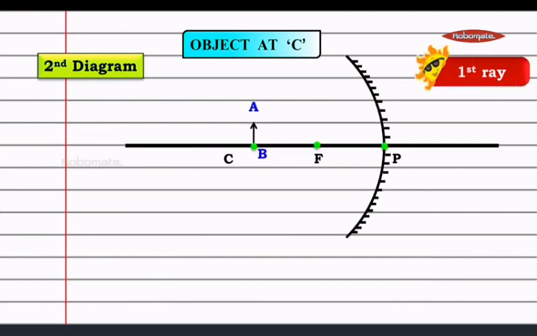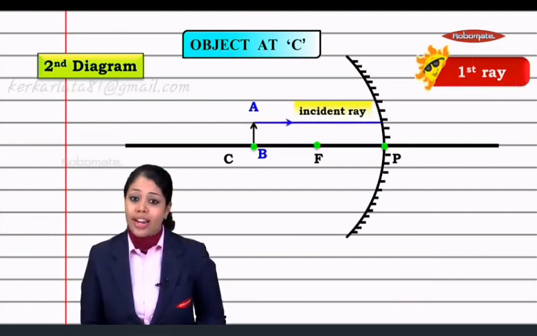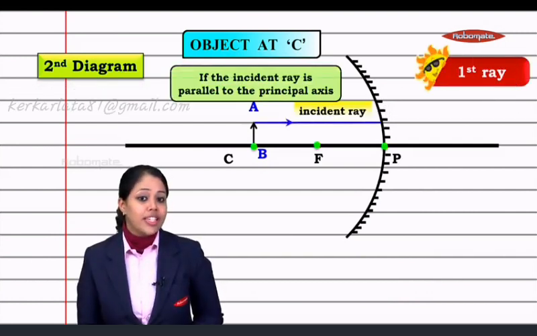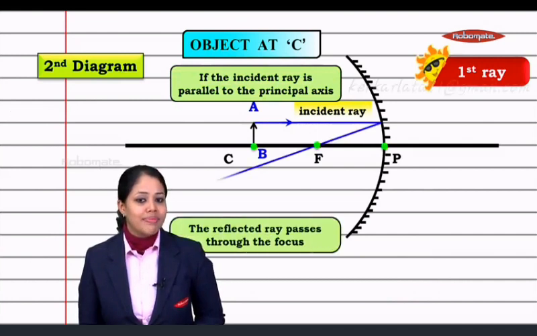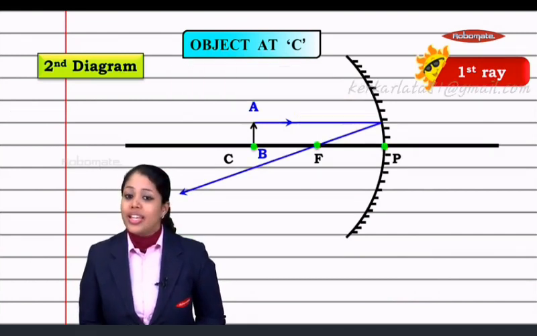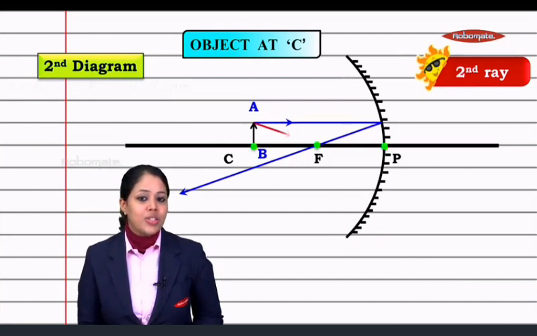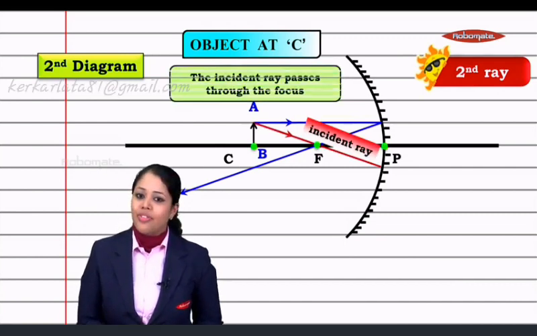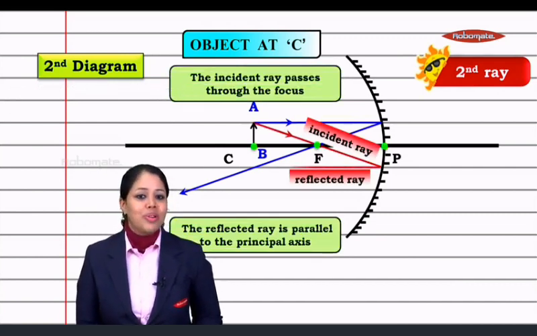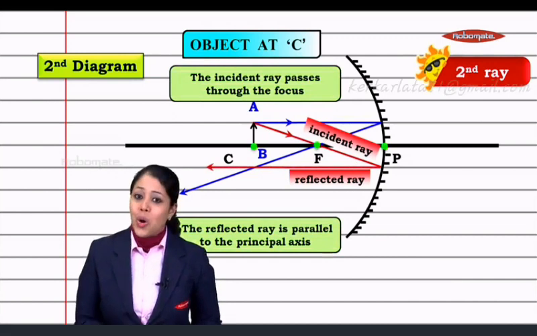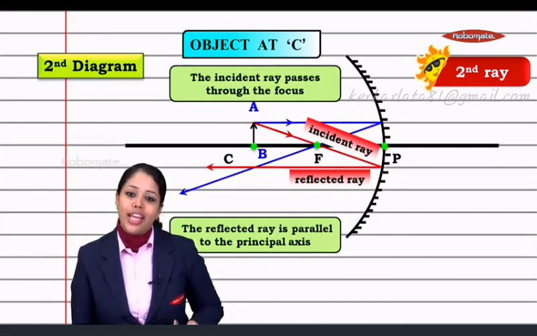The first rule, students, if the incident ray is parallel to the principal axis, the reflected ray will pass through the focus. Coming to the second rule, it says if the incident ray passes through focus, then the reflected ray is parallel to the principal axis. Now, where the 2 rays meet, we make the image.